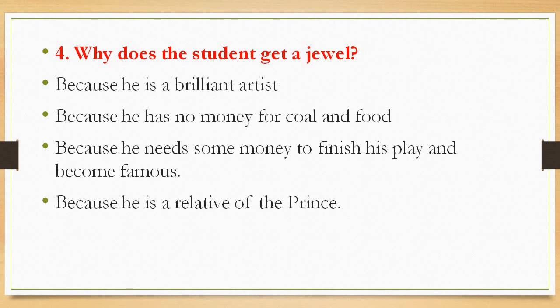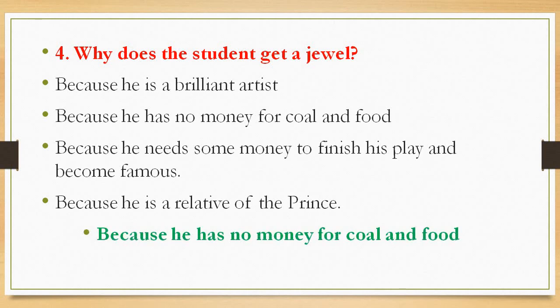Okay. There is a poor student who is described in the story, and the happy prince helps him by giving a jewel. And the question is, why does that student get that jewel? And the answer to this question is because he has no money for coal and food. So the happy prince decides to give him a jewel so that he can buy some coal and make food.